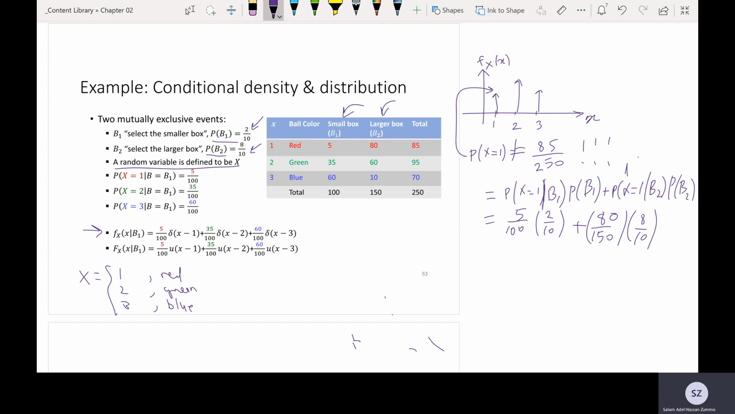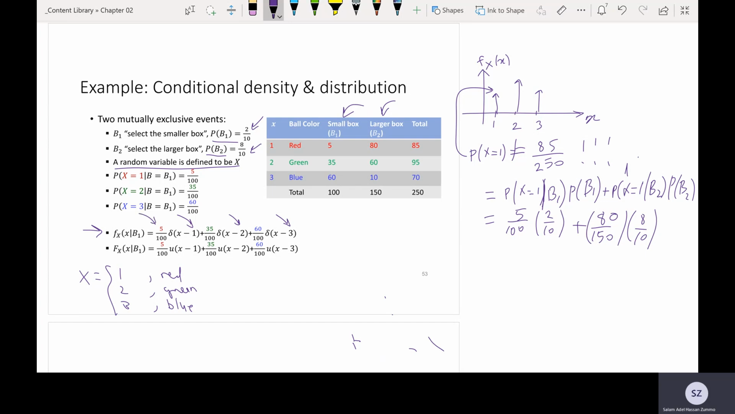Now, if I want to find the PDF of x given B1. Again, given B1, what happens? You still have a discrete value, right? It takes 3 values given B1, right? So it's 3 deltas. What are these deltas? A delta at 1, a delta at 2, a third delta at 3. The remaining is to find these probabilities.